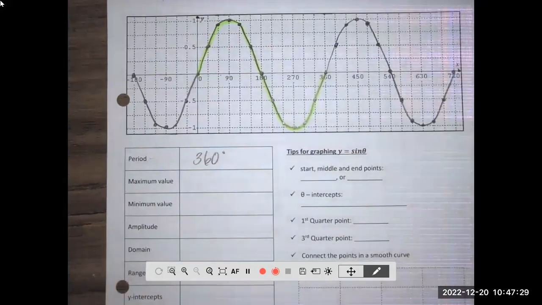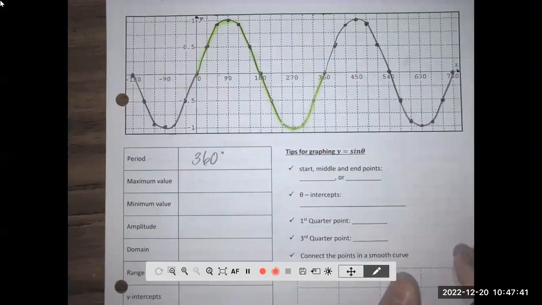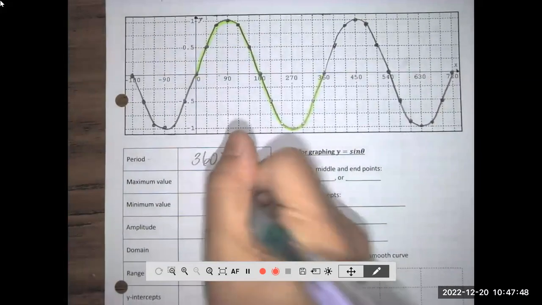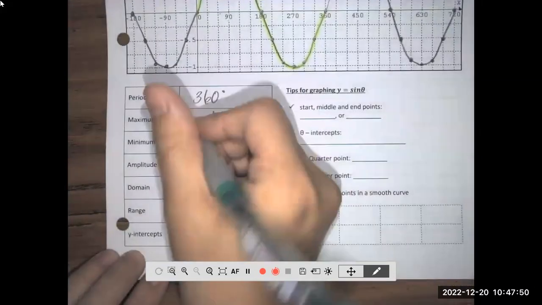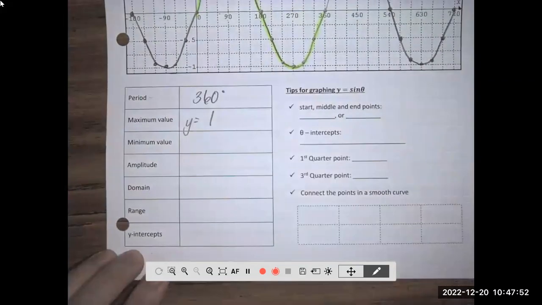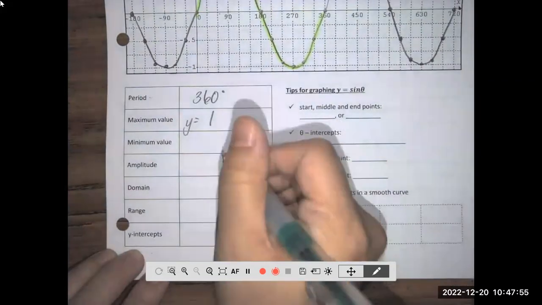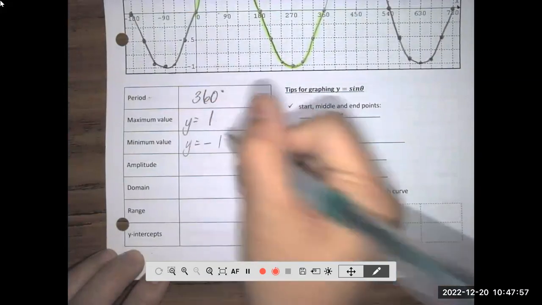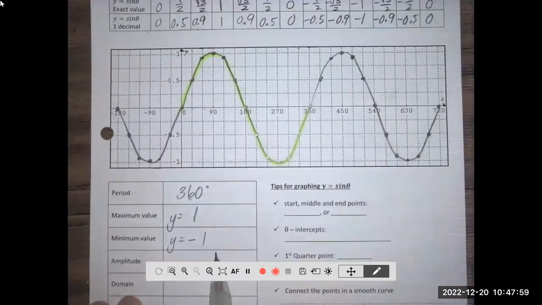So just like in chapter 4, every time you open your calculator, you have to make sure that you are set to degrees and not radians, okay? So we're still making sure that we're set into degrees. What is our maximum value for this curve? What's our max value? 1, okay? Our max value is 1. We can also write this as y equals 1. And what's our minimum value? Y equals -1.